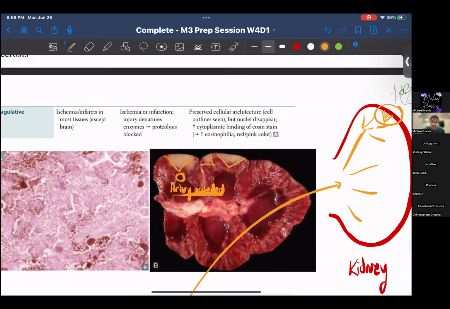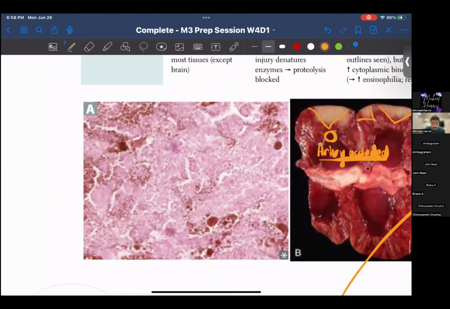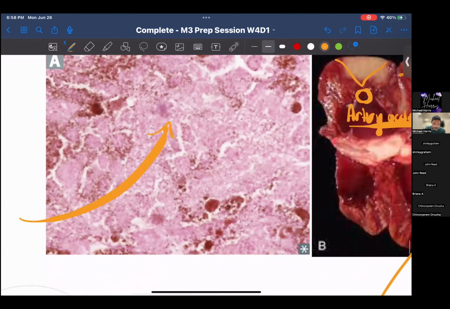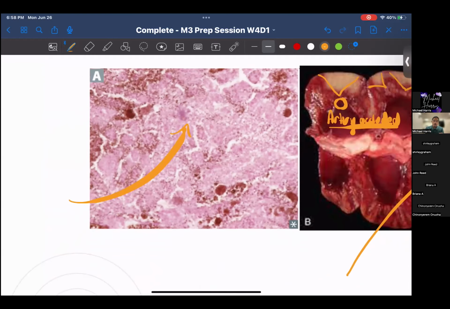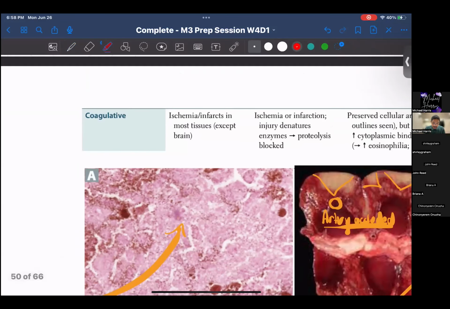Okay, good. So that's essentially what coagulative necrosis is. Now, on a biopsy image of it, you will see no nuclei. None. Zero nuclei. Because once again, what is the hallmark of cell death? No nuclei. However, the general architecture of the tissue is the same. You just do not have any nuclei in it. This is what is known as coagulative necrosis.